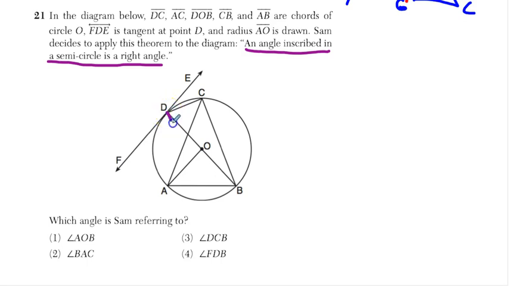Well, a semicircle is half the circle, all right?